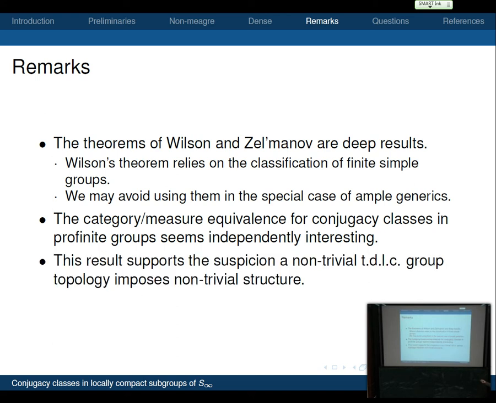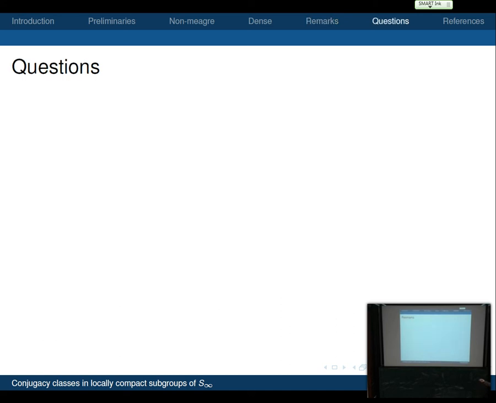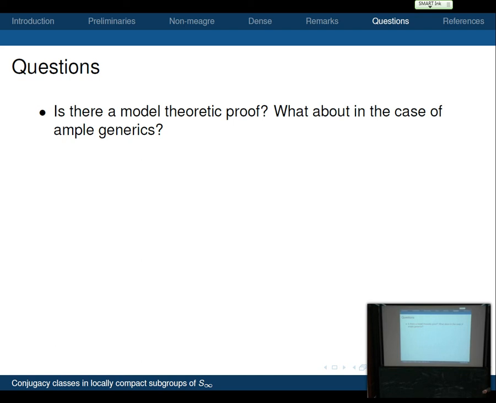And this result, as I mentioned, supports the suspicion that a non-trivial T.d.l.c. group topology imposes non-trivial structure. And some questions. So is there a model theoretic proof? And this, I've been told, is probably too hopeful, but what about in the case of ample generics? Since we have an elementary proof there, I'm not using classification of finite simple groups or something there.